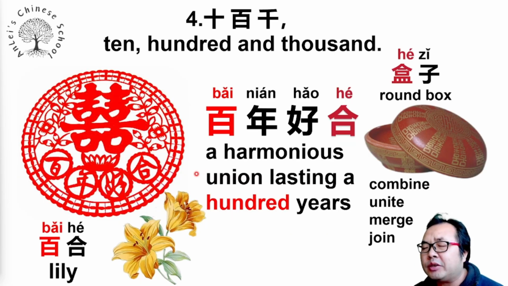When Chinese people get married, we always wish the couple 百年好合. Harmonious union lasts 100 years. We know most people don't live to 100 years old, but we just want to give them the best wishes. On this paper cutting, this symbol is double happiness, 双喜. And this round box is a gift for the emperor's wedding in the Qing dynasty. 盒子, the pronunciation is the same as 和, a homophone, which also has a meaning of combine, unite. And 百合 is a name for lily.